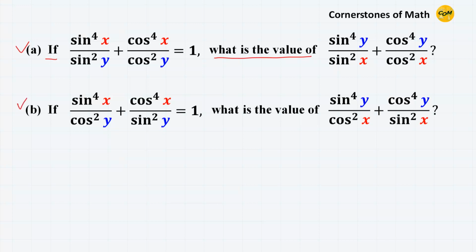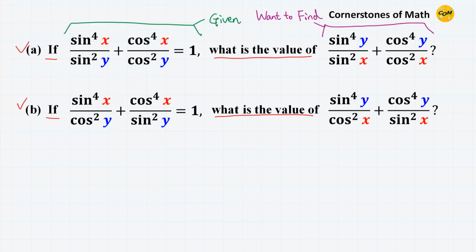And for problem B, if sine to the power of 4x divided by cosine squared y plus cosine to the power of 4x divided by sine squared y equals 1, what is the value of sine to the power of 4y divided by cosine squared x plus cosine to the power of 4y divided by sine squared x?